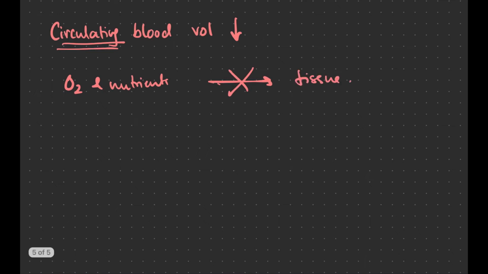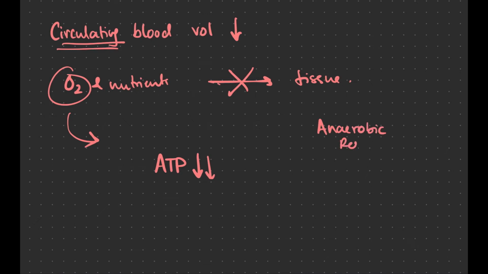So what happens is that sufficient oxygen and nutrients do not reach the tissue. Now, why does the tissue need oxygen? The tissue needs oxygen for various metabolic processes in order to produce ATP. So ATP production has gone down. Since oxygen is not there, the body will start anaerobic respiration. Anaerobic respiration leads to formation of lactic acid.